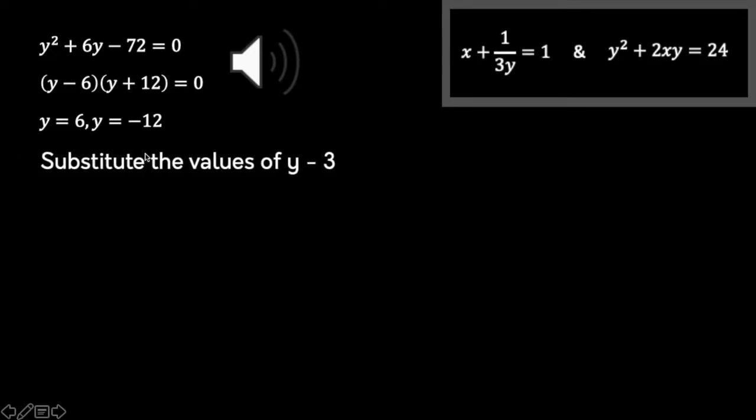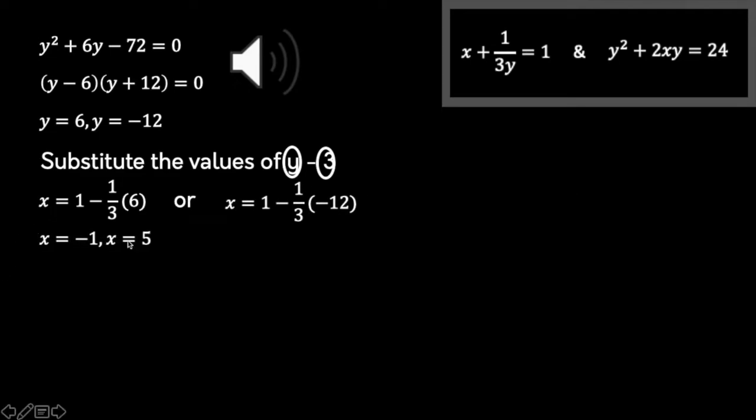To get x, we have to substitute the values of y that we got earlier into equation 3. So in equation 3, if y equals 6, x equals 1 minus 1 over 3 in the bracket 6. And then we get x equals negative 1. If y was negative 12, it will be x equals 1 minus 1 over 3 in the bracket negative 12. It will be x equals 5. So in conclusion, x equals negative 1 if y equals 6, or x equals 5 if y equals negative 12.